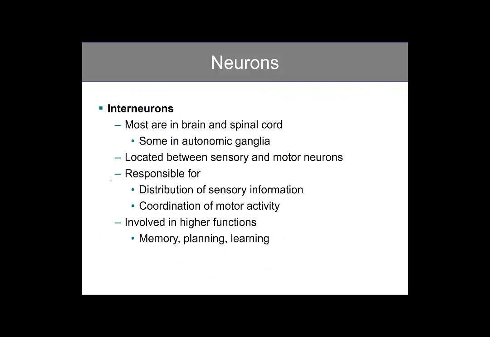Lastly, we have interneurons. These are mostly in the brain and spinal cord, although you do have some in the autonomic ganglia. And interneurons are located between sensory and motor neurons. Their main role is to distribute sensory information and coordinate the motor activity in response to that information. In addition, interneurons are involved in higher functions such as memory, learning, and planning.